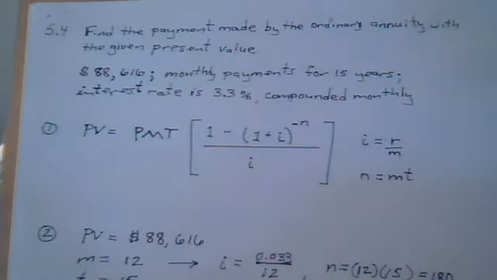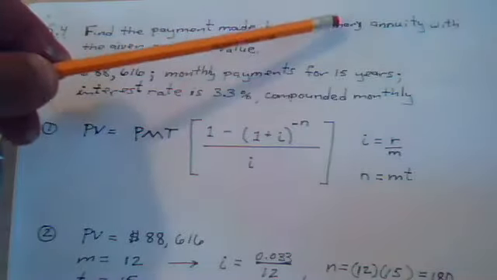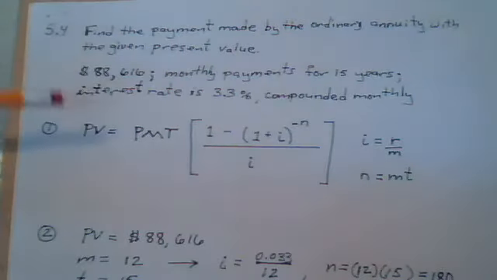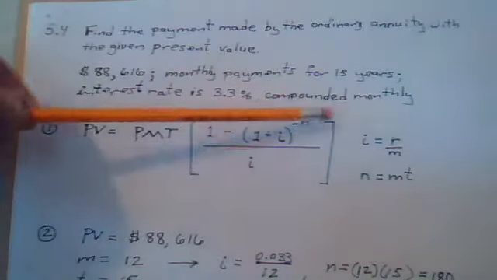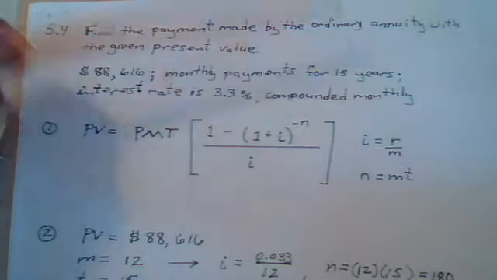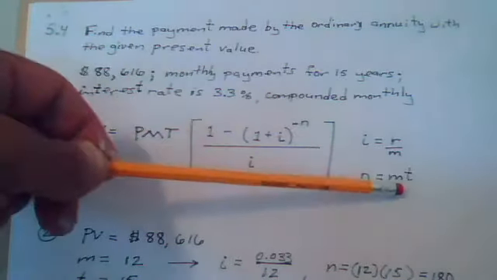The first step is to identify the correct formula. And how you find the correct formula is by noticing that this is an ordinary annuity with present value. This would be the formula for that type of annuity. Notice we have this formula, and they also tell us what the I and the N are. I is R over M, and N is M times T.